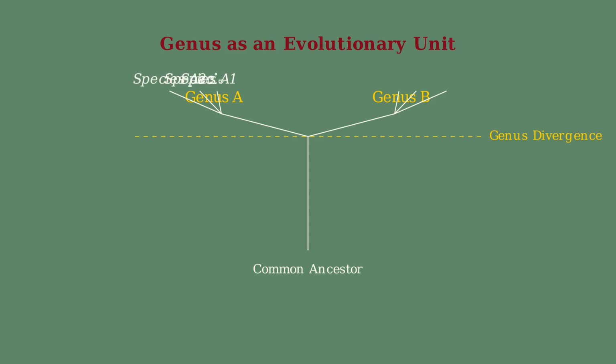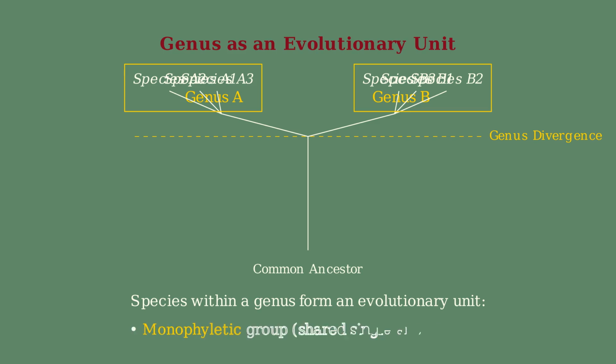Species within genus A share a more recent common ancestor with each other than with any species in genus B. This shared ancestry is reflected in their genetic and morphological similarities. In taxonomy, a genus represents a monophyletic group, all species descended from a single common ancestor. These species are more closely related to each other than to species in other genera, having diverged more recently in evolutionary history.